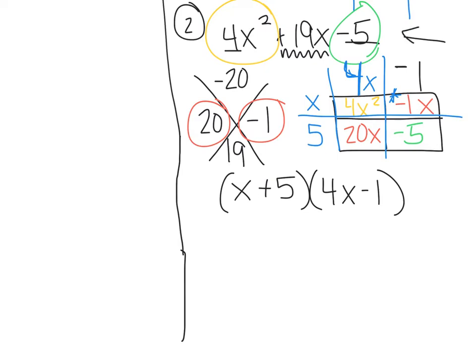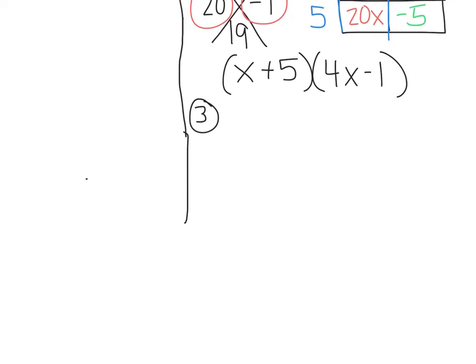All right, last and final one. This one's tricky. Whoops. All right, so we're going to have negative 2x squared minus 15x minus 7.